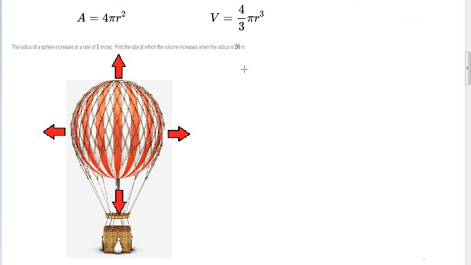Let's make ourselves a list of what we know and what we don't yet know, aka something that we're going to solve for. So here we're going to type in a column of knowns. We know that at some point in this problem, the radius of this balloon is going to reach 20 meters. We also know that throughout the problem, the rate at which the radius is changing remains constant, 1 meter per second.